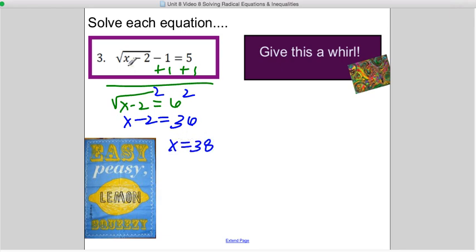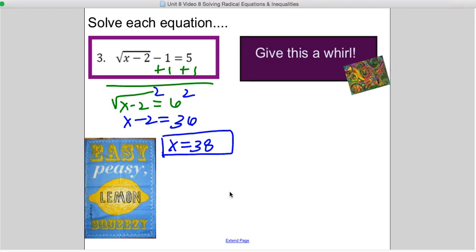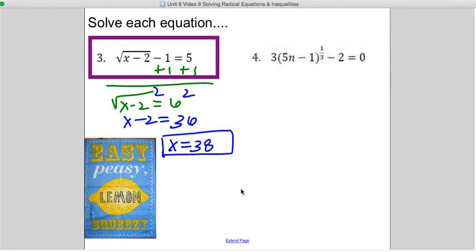Let's plug it in and check. 38 minus 2 is 36. The square root of 36 is 6. 6 minus 1 is 5, so this answer works. So there is my answer for example 3. Let's go ahead and look at a little bit more complex one.